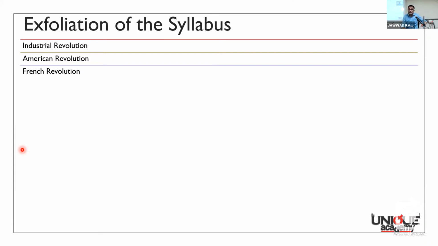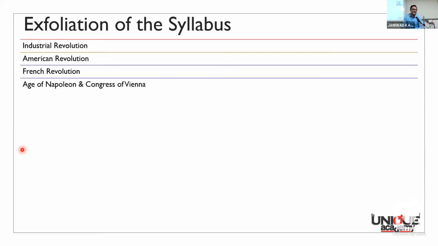So the values that we believe in, the culture that we have, the institutions under which we live, those have been shaped by these revolutions. And that's why we need to understand. Got this point? Okay. After French Revolution, we are going to meet a very charismatic personality. Napoleon Bonaparte.